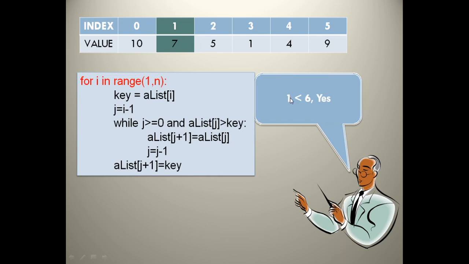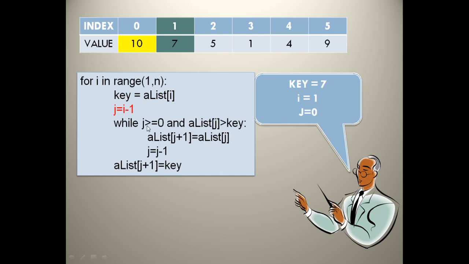Therefore we are only concentrating on these 5 elements. So you want to move the value of i from 1 to 5. So 1 is less than 6, which means we have entered the loop. Next, the 7 is stored in the key. This first element is stored in the key. Since i is 1, j will be 1 minus 1, that will be 0.